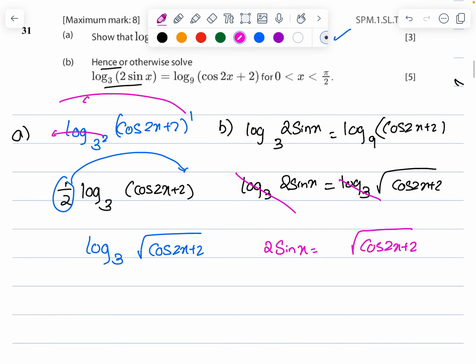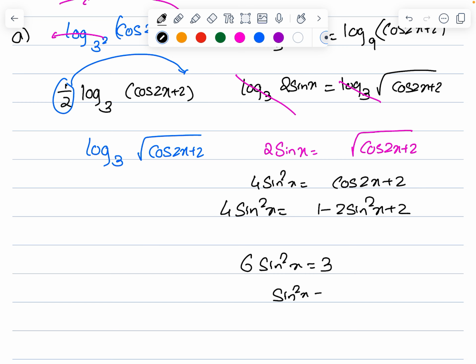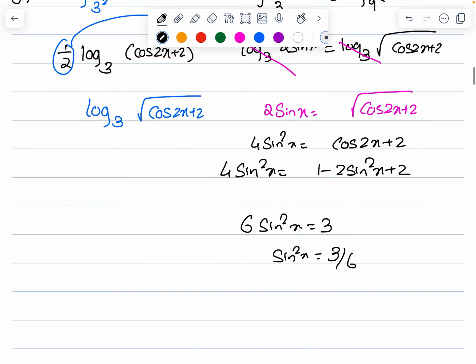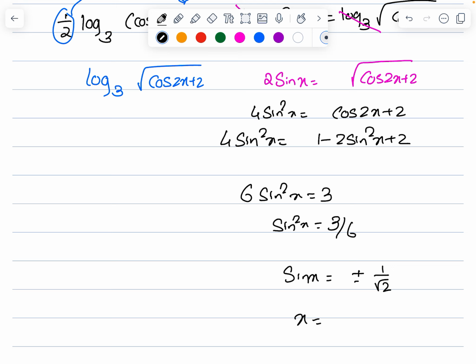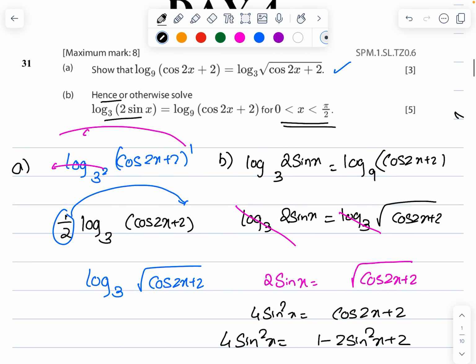Now I do squaring on both sides. So what does that become? 4 sin square x equals cos 2x plus 2. Now cos 2x formula is 1 minus 2 sin square x. So 4 sin square x equals 1 minus 2 sin square x plus 2. Then bring all the terms on one side, so it becomes 6 sin square x equals 3. Sin square x equals 3 upon 6. So sin x equals plus or minus 1 upon 2, plus or minus 1 upon square root of 2. So the value of x will be pi upon 4. Because x lies between 0 and pi by 2, it is pi upon 4.